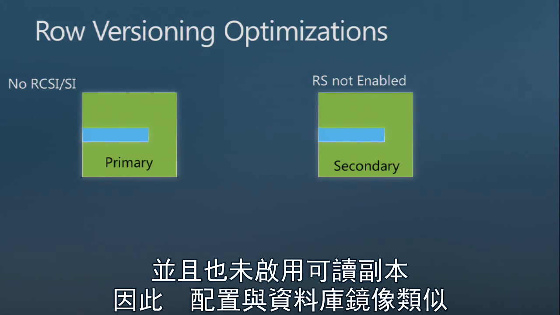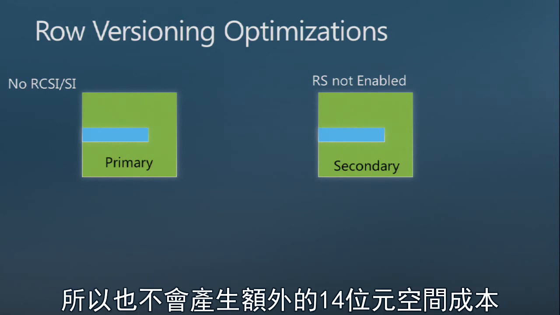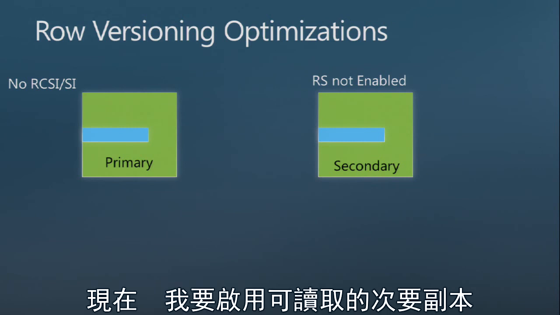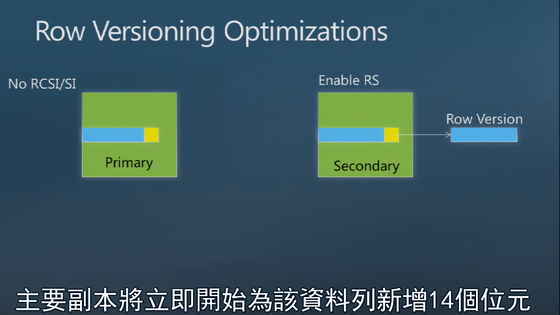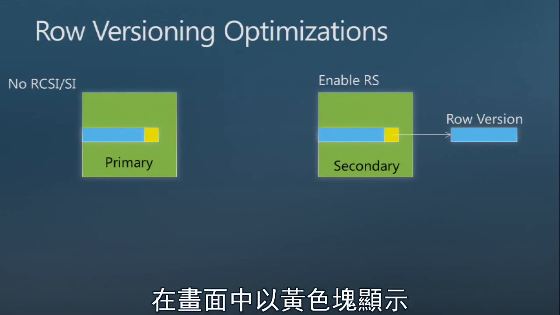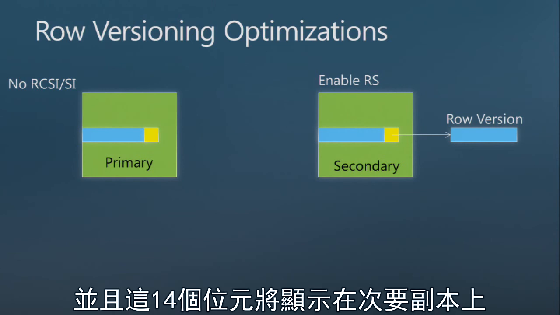So it's like a database mirroring kind of a configuration. In this case, there are no row versions to be created, and so there is no extra 14 byte overhead. Now I come and I enable readable secondary, right? In this case, as soon as the readable secondary is enabled, the primary will start adding 14 bytes to the row shown in this picture by the yellow block, and those 14 bytes will show up on the secondary.